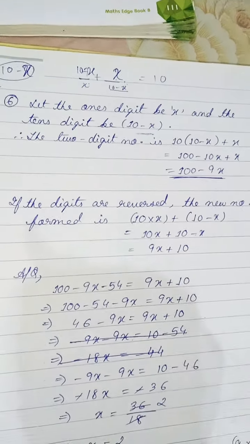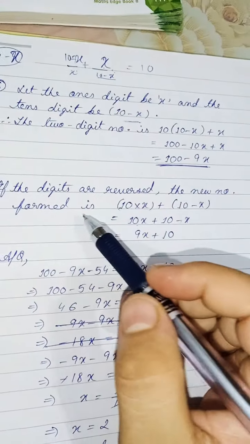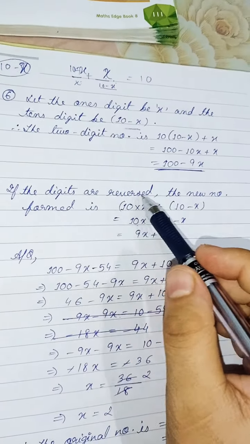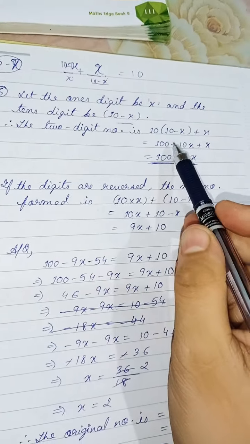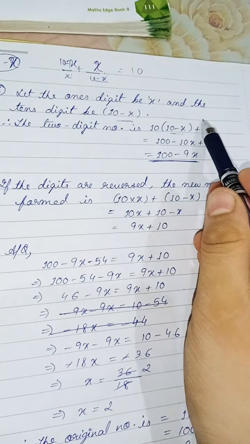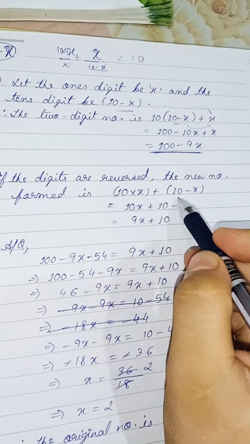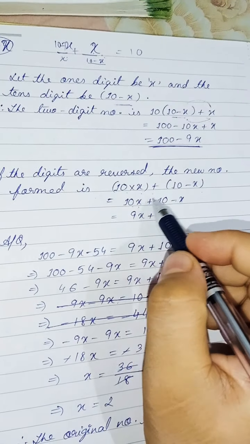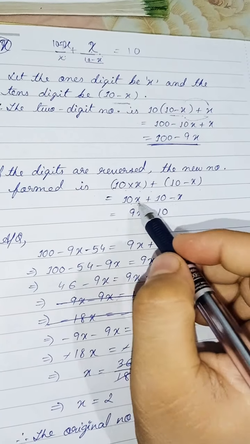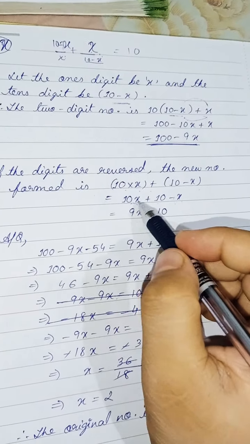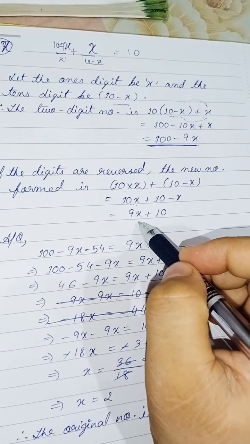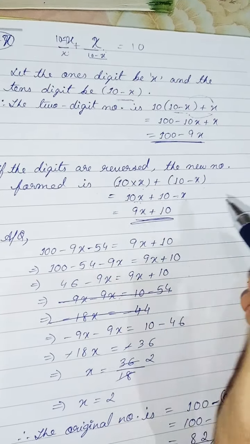Now the question says if I reverse the digits. So what do I get if I reverse the digits? If the digits are reversed, the new number formed is, in place of this tens digit, this will come, and this will go in that place. So 10 into x plus 10 minus x: 10x plus 10 minus x, 10x minus x is 9x, plus 10. So this is the new number.